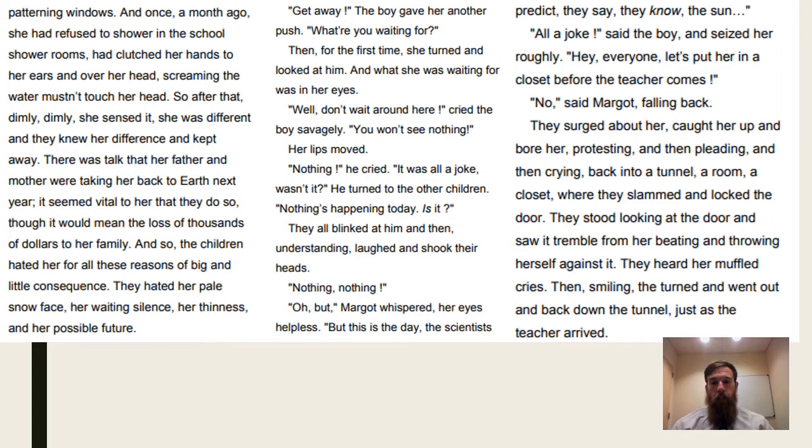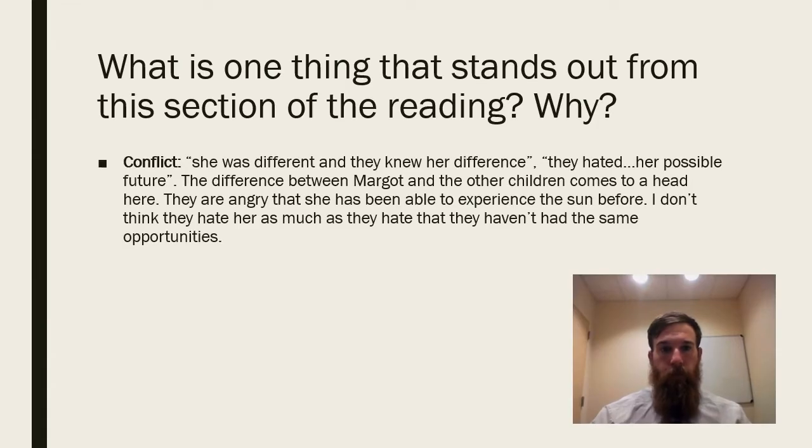In our next section, we get a little more tension between the children. Here I want to focus on conflict. We get the description of Margot, we see the difference, but now it's starting to become a problem. I kind of know where this problem's coming from, and I want to start seeing how it impacts them. She was different, they knew her difference. They hated her possible future, that she had the ability to possibly have the sun in her life more.